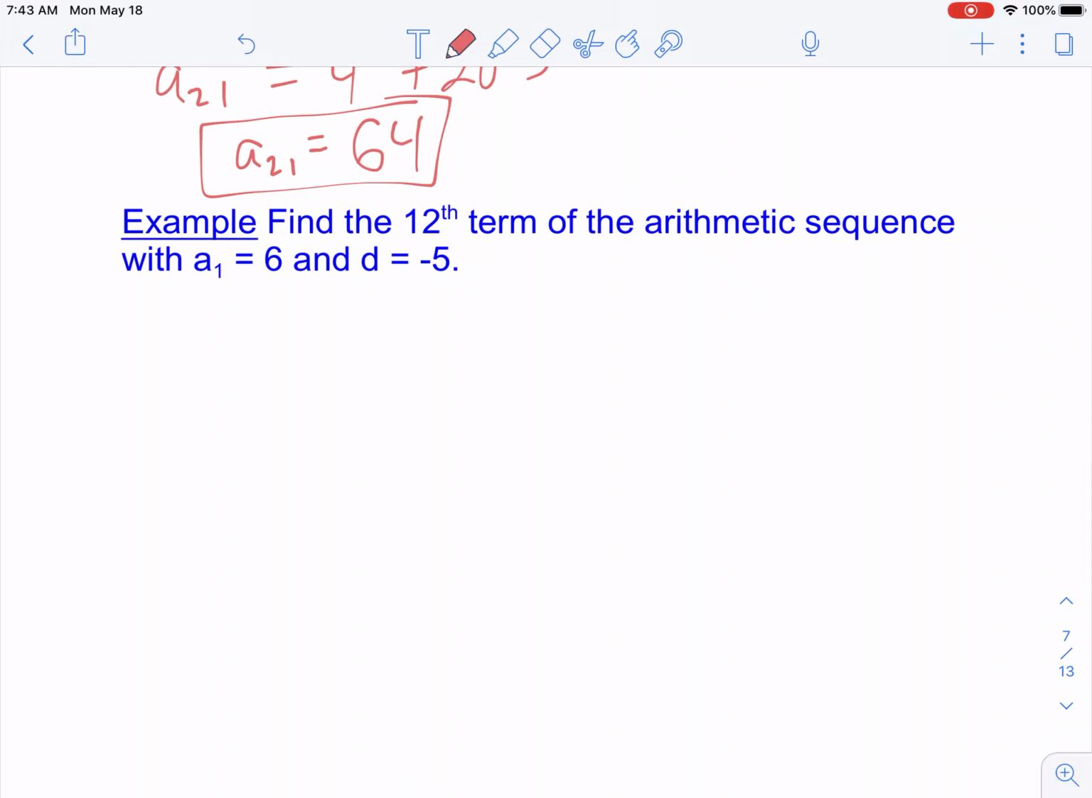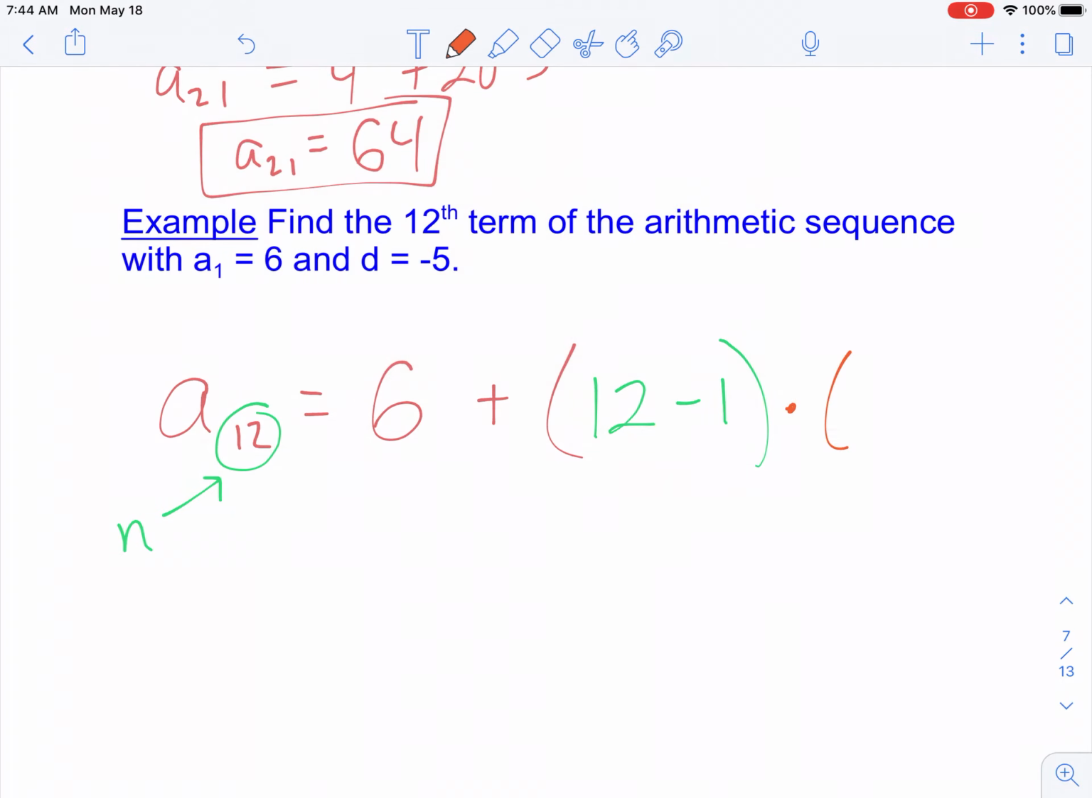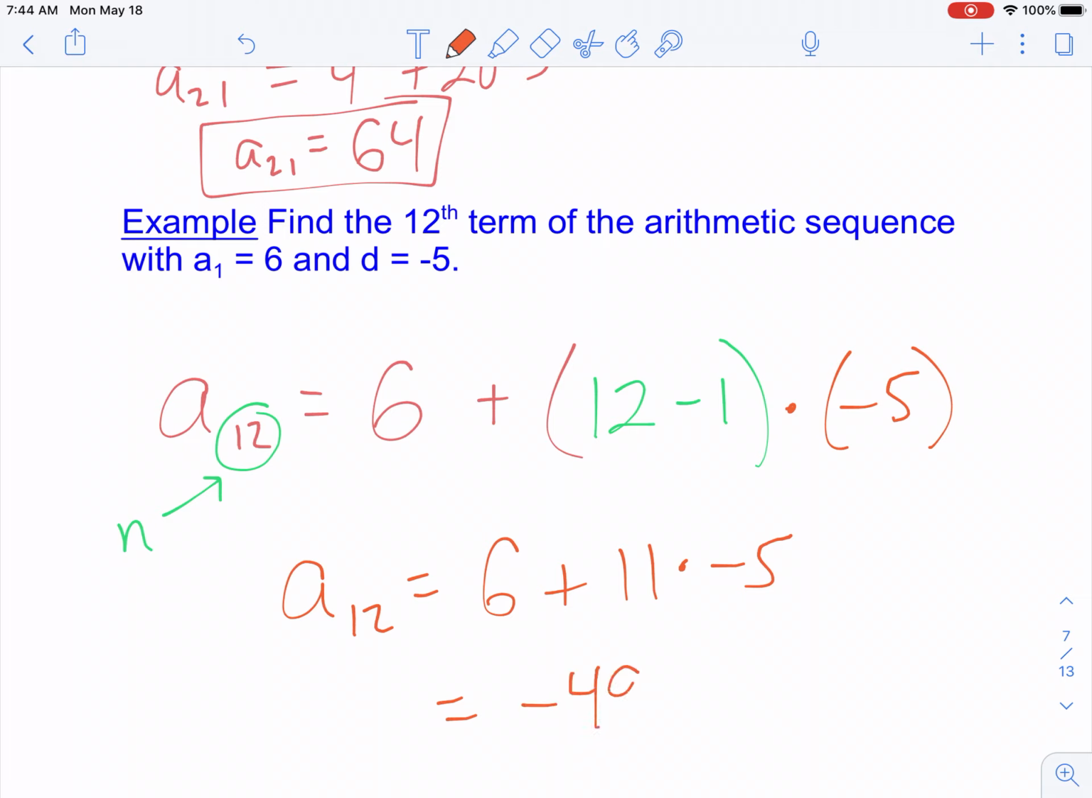Find the 12th term of the sequence. So a12 equals a1, which is 6, plus n minus 1. This little number right here is n. So 12 minus 1 times the common difference. Now the common difference here is negative, so you just got to be careful. So 6 plus 11 times negative 5. So 6 plus negative 55 is negative 49.